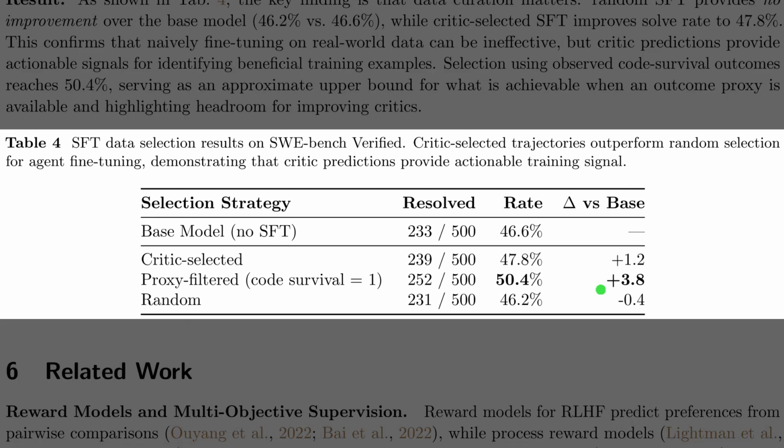Okay, while Table 3 focused on generalization, Table 4 shifts to training time data curation. It reveals that randomly selecting real-world segments for supervised fine-tuning actually decreases performance compared to the base model. In contrast, using trajectories selected by the critic pushes the resolve rate up to almost 48%. Finally, filtering directly by true code survival outcomes reaches roughly 50%, which acts as an approximate upper bound, proving that critic predictions generate actionable training signals.